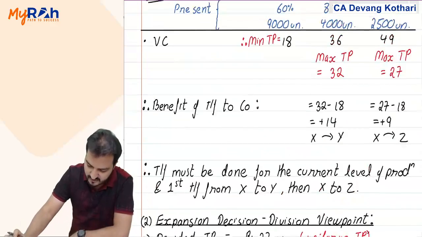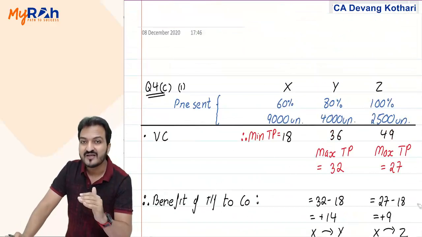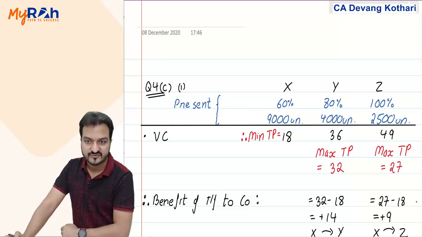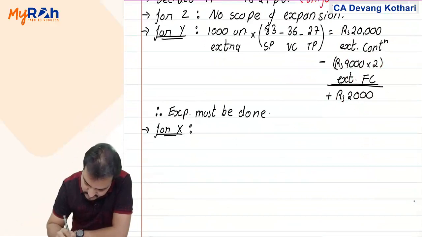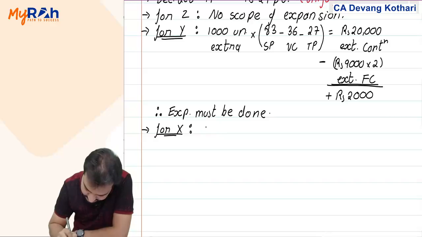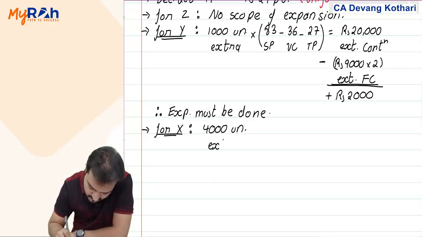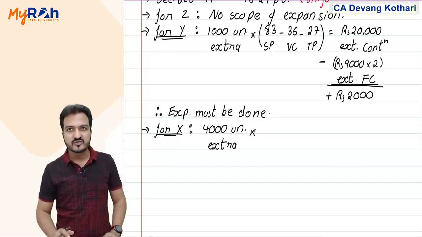Presently, X is already producing 9,000 units. If expansion is done, then how much extra units can it sell? Extra, it can sell 4,000. If expansion is done, X can sell 4,000 units extra, because its maximum capacity was 15,000. And to whom will he sell that 4,000 extra units?